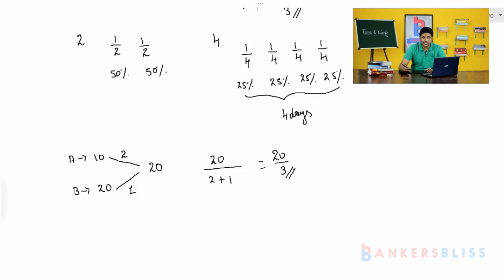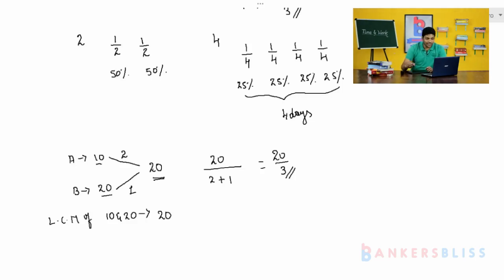A is taking 10 days to complete the task and B is taking 20 days to complete the task. Now what is the LCM of 10 and 20? The LCM of 10 and 20 is 20. Okay, so here I wrote the LCM. Means A is taking 10 days to do 20 toys and B is taking 20 days to do 20 toys. Then 10 into 2 is equal to 20, 20 into 1 is equal to 20. Means per day A is doing 2 toys and B is doing 1 toy.